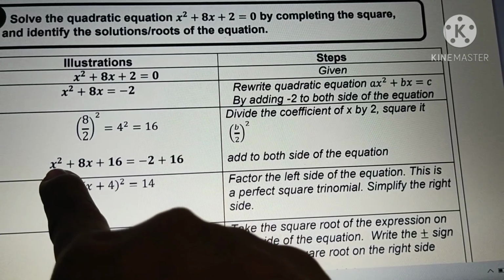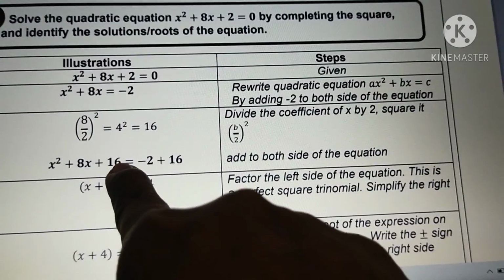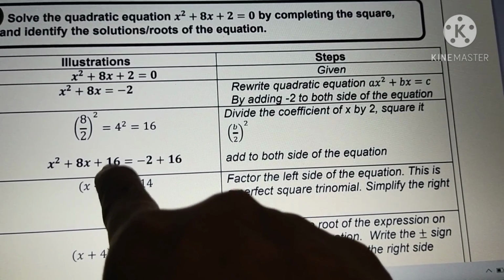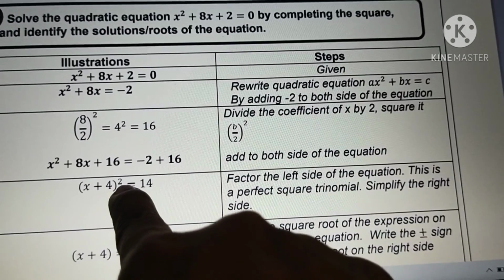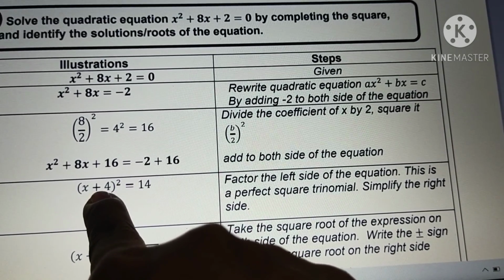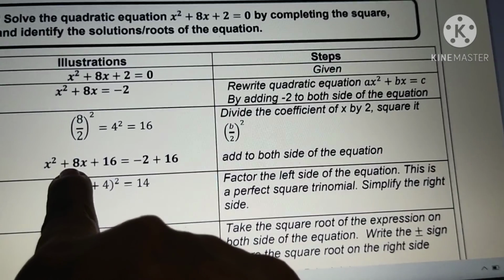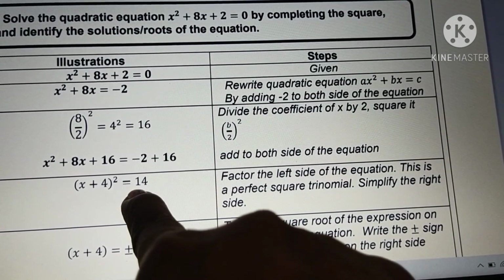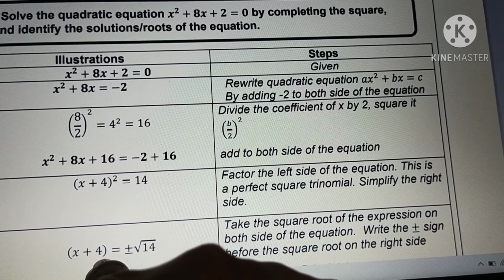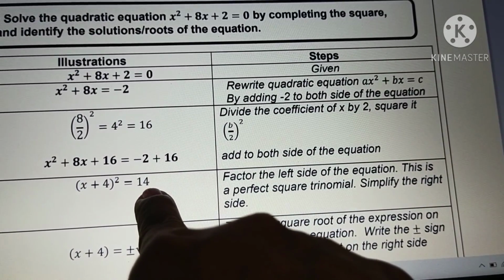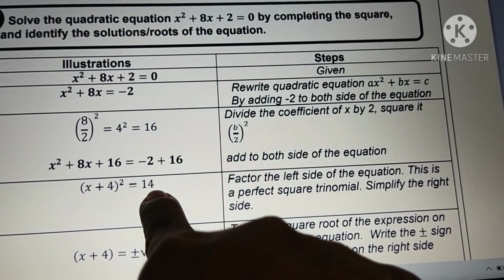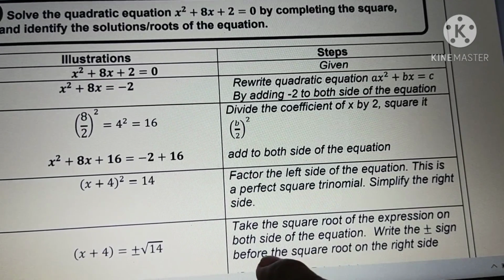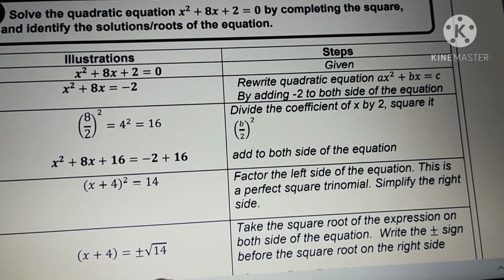So, factor niyan, at saka factor ng 16 lang. Then, square. Because the factor of a perfect square trinomial is just a square of binomial. Okay? Plus yan kasi the given is plus. Then, negative 2 plus 16 is 14. Factor the left side, perfect square, simplify the right side. Take the square root. Okay.